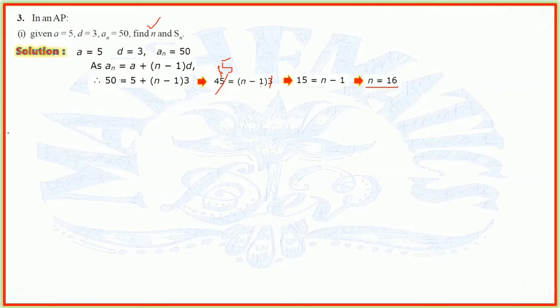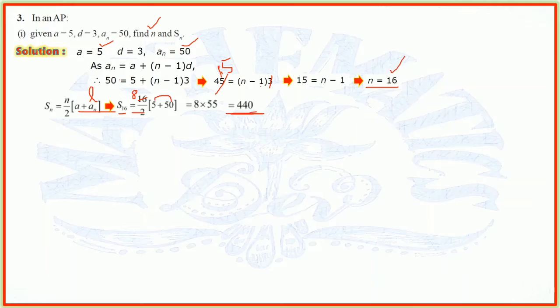Now we'll go for the sum, that is S16. Sn is equal to n by 2 into a plus l, that is the last term, the nth term. So S16 is equal to 16 by 2, which is 8, into a plus l, 5 plus 50, where 50 is l and 5 is a. So 8 into 55, which is nothing but 440.